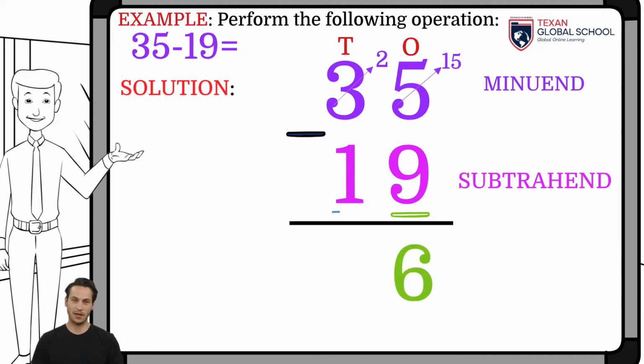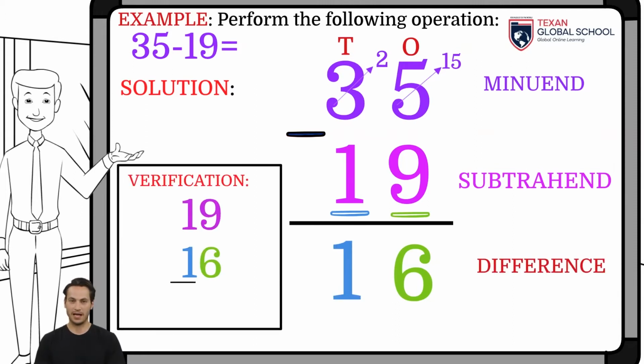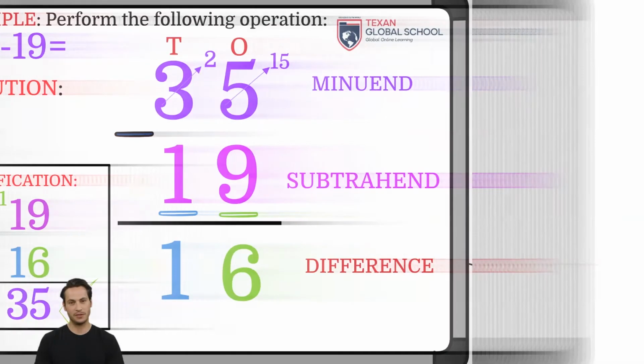Now, we perform the operation of 15 minus 9, obtaining 6. This result is placed under the line in the same column of ones. And now we subtract 2 minus 1, which is 1. We can verify this operation by adding the subtrahend 19 with the difference 16. As we can see, when adding, we conclude that the result is correct since we obtained the minuend 35.